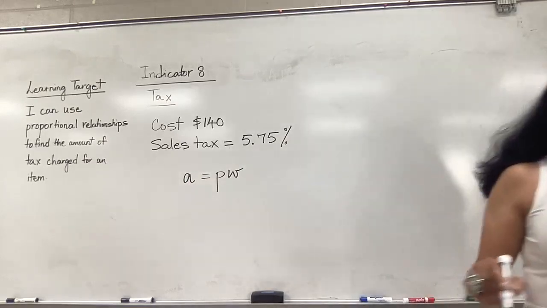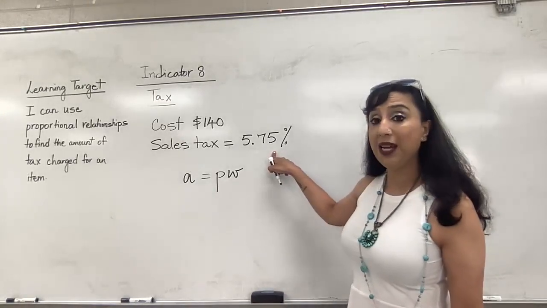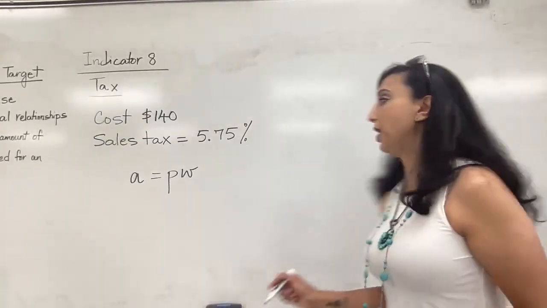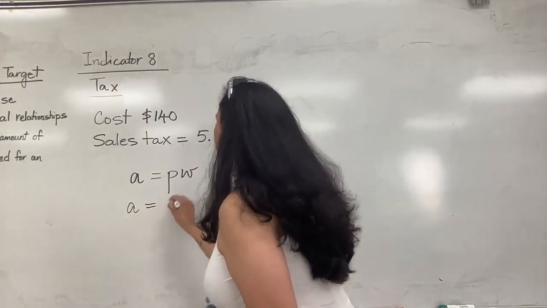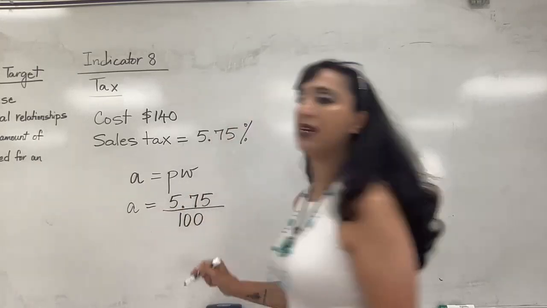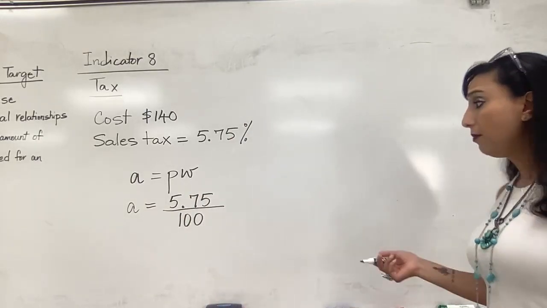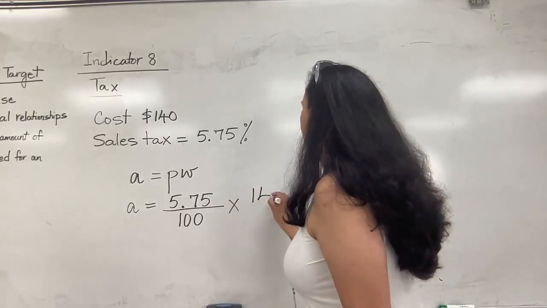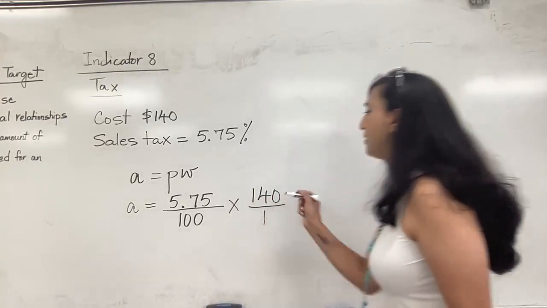Okay, so when I am solving this, what does 5.75% mean? Percent means that my denominator is going to be 100. So therefore, A, which is the part, is equal to 5.75 over 100, right? Now, there are several ways you can do this. You can convert it to a decimal also, but I'm choosing to do it this way. And the whole is times 140. So that means this is the numerator, and over 1 means the same thing.